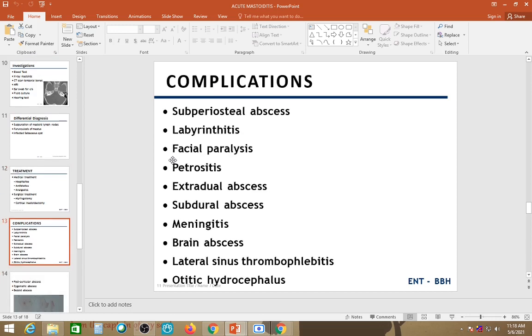The complications of mastoiditis: subperiosteal abscess, labyrinthitis, facial paralysis, petrositis, extradural abscess, subdural abscess, meningitis, brain abscess, lateral sinus thrombophlebitis, and otitic hydrocephalus. Those are the complications. That means it is very related with subdural and extradural abscess patients. Why abscess? Because the infection entered through the ear. Even in meningitis also.